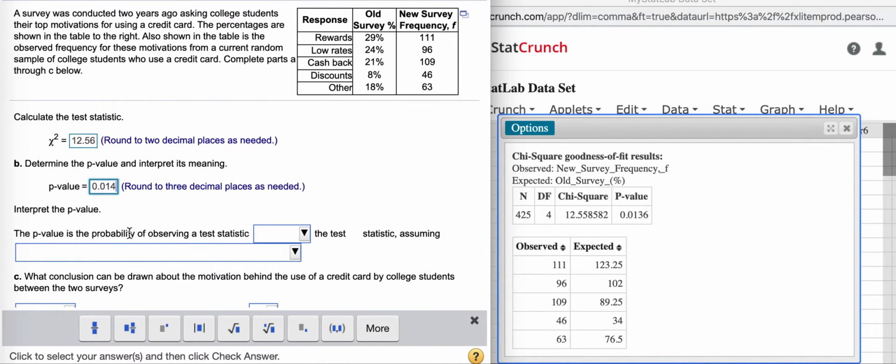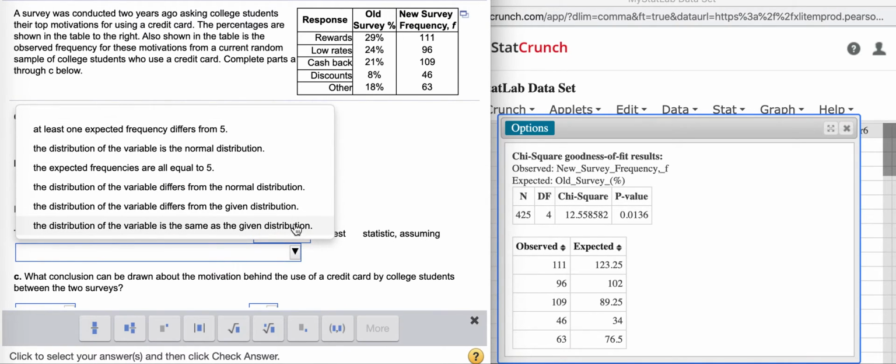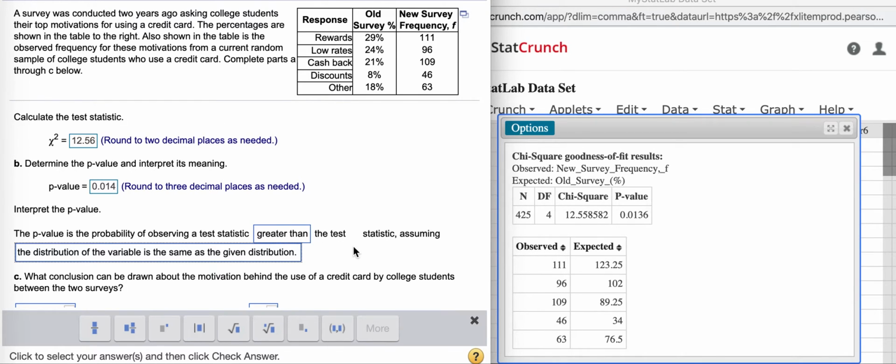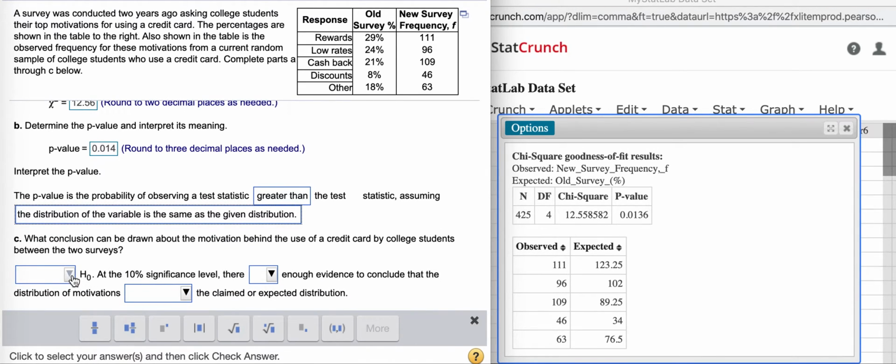So the p-value is the probability of observing a test statistic at least as great as the test statistic that we actually observed, assuming that the null hypothesis were true, right? That the distribution of the variable is the same as the given distribution. So our conclusion would be we would reject the null hypothesis. So at this 10% significance level, there is enough evidence to conclude that the distribution of motivations actually is what? Different. It differs from the claimed distribution.